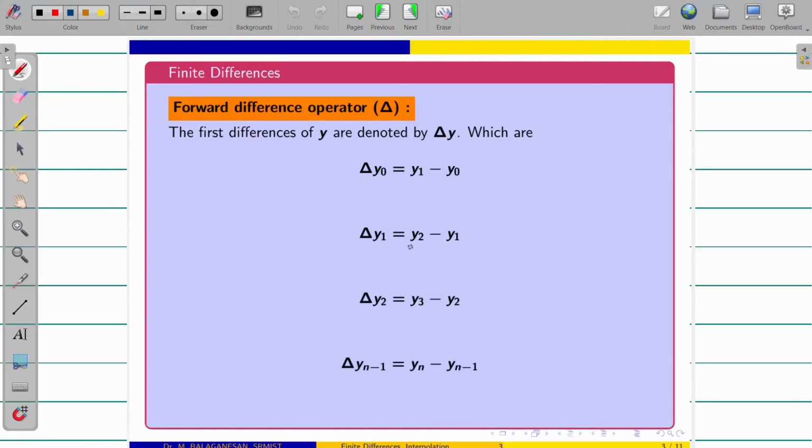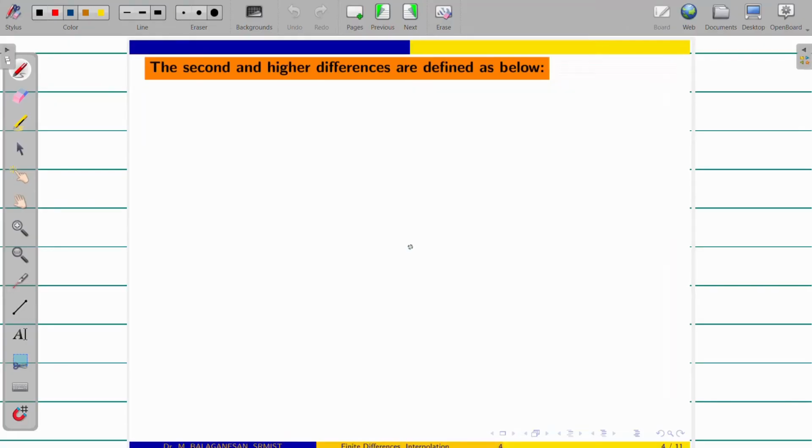Similarly, delta y2, up to delta y(n-1). That's it. Then the second difference: how to find the higher order difference? Suppose I have to find del square of y0. Then how can I do that? It will be delta of delta y0.